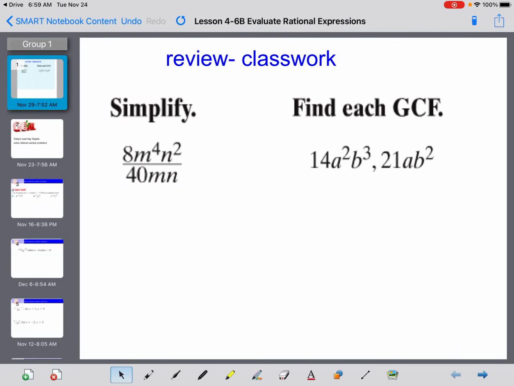This is lesson 4-6B from the Algebra Readiness textbook. For today's lesson, you'll want your notes packet and a sharpened pencil. To begin, I would like to start with a review problem that's not in your review packet.